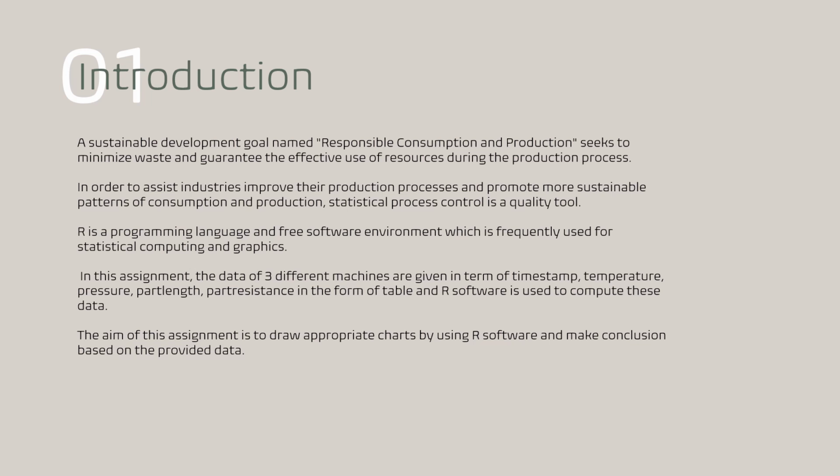In this assignment, the data of 3 different machines are given in terms of timestamp, temperature, pressure, part length, and part resistance in the form of a table, and R software is used to compute this data. The aim of this assignment is to draw appropriate charts by using R software and make conclusions based on the provided data.